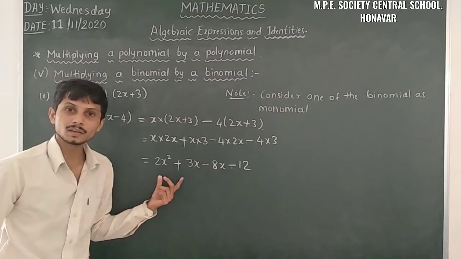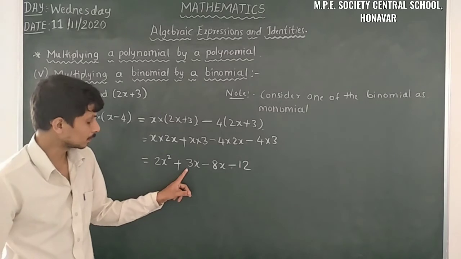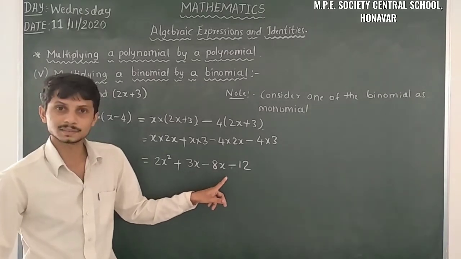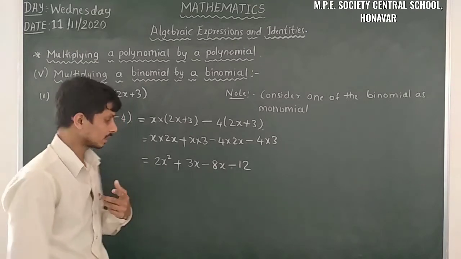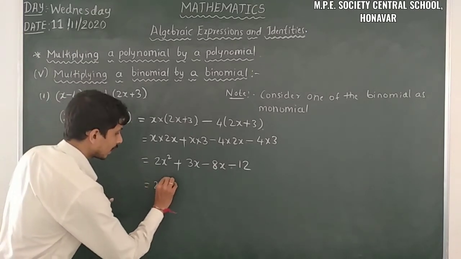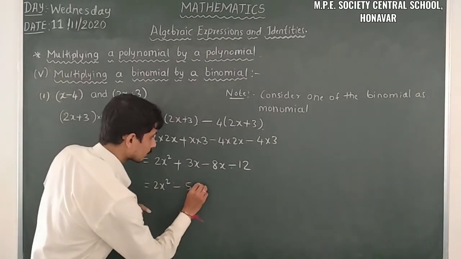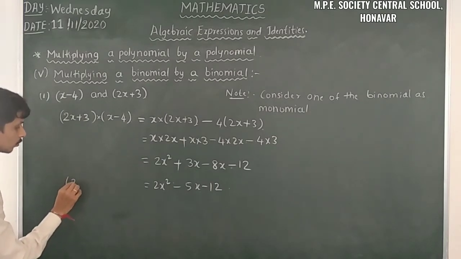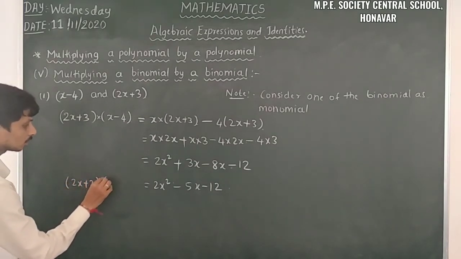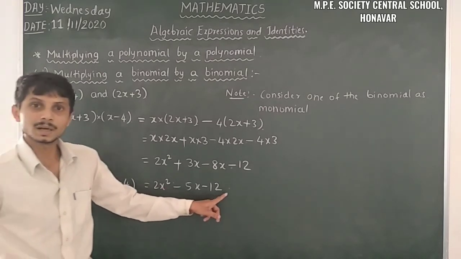Here there are 4 terms. Is there any simplification? Yes, it is possible. Plus 3x minus 8x, these two are like terms. We can simplify again: 2x square plus 3x minus 8x is 2x square minus 5x minus 12. So the multiplication of 2x plus 3 into x minus 4 is equal to 2x square minus 5x minus 12.